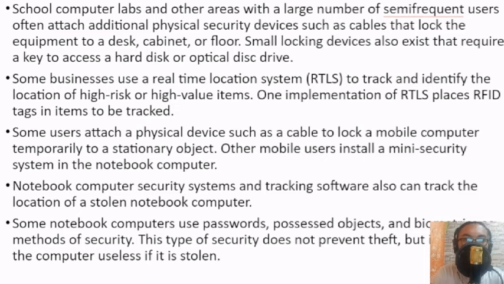It is also a good option since some notebook computers use hardware and hardware encoding passwords, possessed objects, and biometrics as methods of security. This type of security does not prevent theft, but it renders the computer useless if it is stolen.